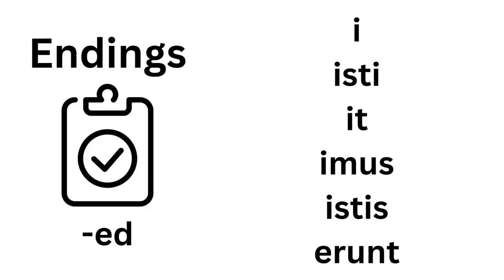I, isti, it, imus, istis, erunt. These are different from the normal person endings that you expect, but they do follow similar patterns. For example, the he, she, it ending still ends with a T, the we ending still ends with mus, and the they ending, erunt, still ends with an NT. They're really important to learn, so make sure you do get those down.